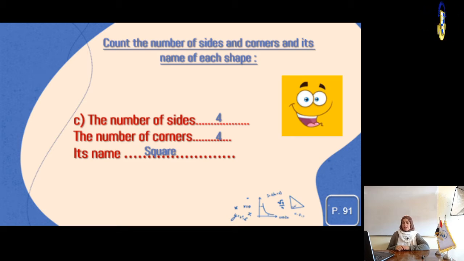Another shape, square. Count the sides of the square. 1, 2, 3, 4. 4 sides, 4 lines. And how many corners? 1, 2, 3, 4. And of course, the name is square.